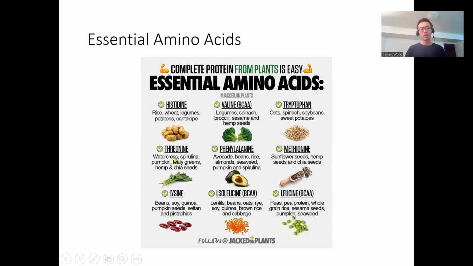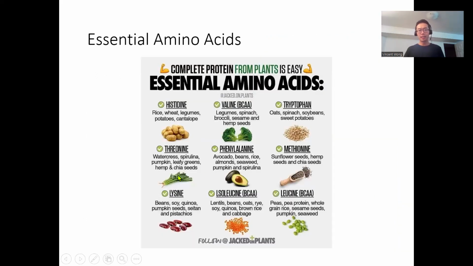So, you know, we have something called threonine, which you can get from eating things like watercress. I don't even know what this thing is. Pumpkin, chia seed, okay? Phenylalanine, you can get it from avocado, beans, and so on and so forth, okay? But generally speaking, if you're not a picky eater, you should be able to get your essential amino acids just from your normal diet. Okay? There's no need to go out of the way to eat more of a certain kind of food.